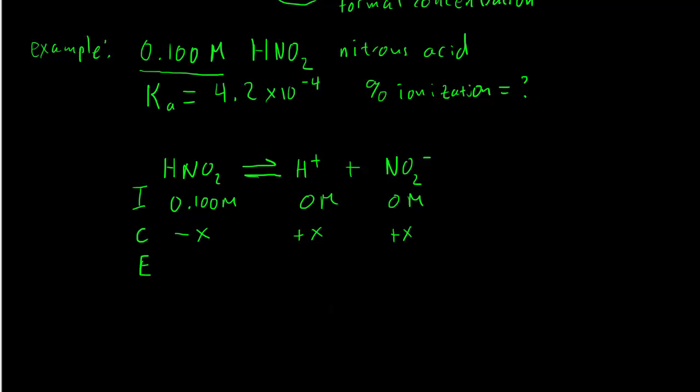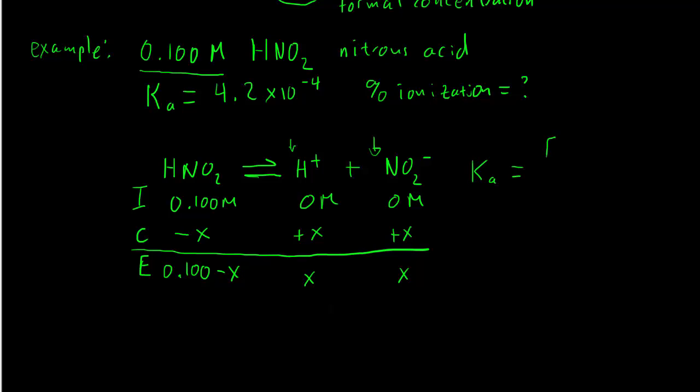Remember that the coefficient that we put in front of the x is the same as the coefficient that goes in front of our balanced stoichiometry. And in this case, it is 1. All right, so we add down the column to figure out the equilibrium concentration. So 0.1 minus x, 0 plus x is x, and 0 plus x is x. There we go. So now what we're going to do is substitute these into the Ka expression.